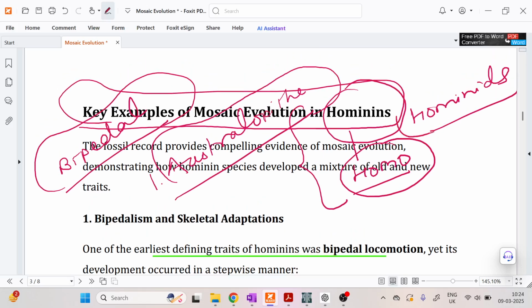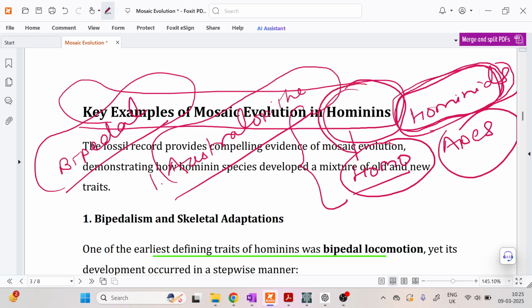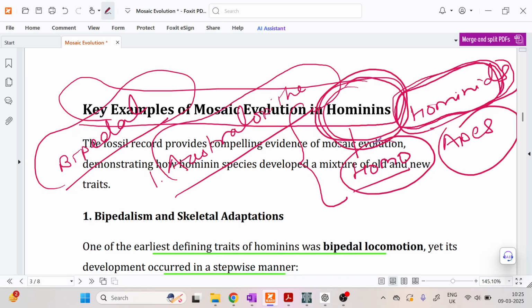Then hominids are all those species with which we have a distant relationship. So apes also come under this. Apes, then all these species of hominins.